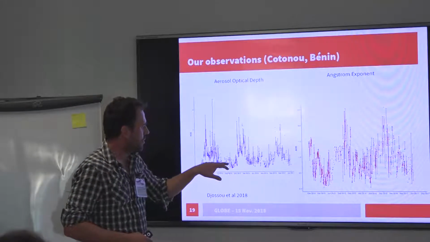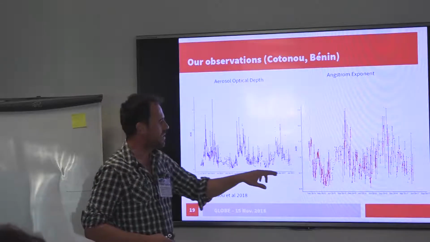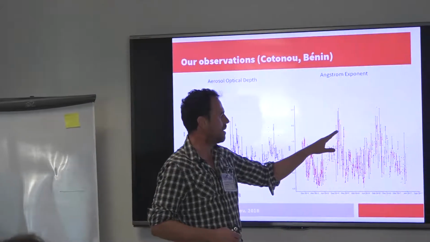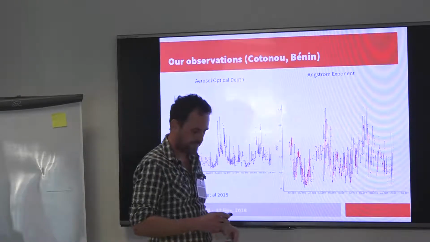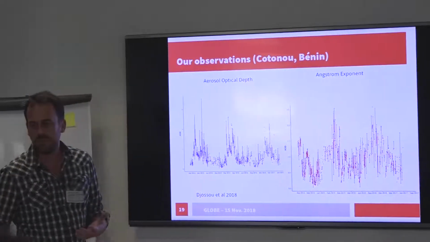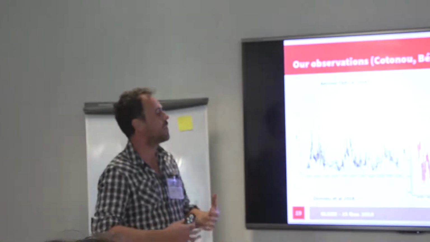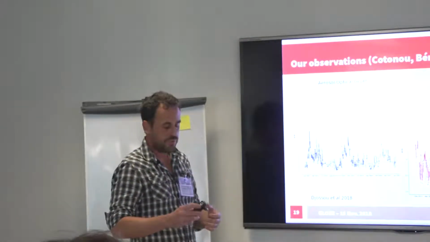Then we have a secondary dry season, and during the secondary dry season, we can see the accumulation of pollution over the city with a very high Angstrom exponent, which indicates we have fine pollution particles. So this kind of measurement is really interesting to understand the aerosol behavior and change for a given point.